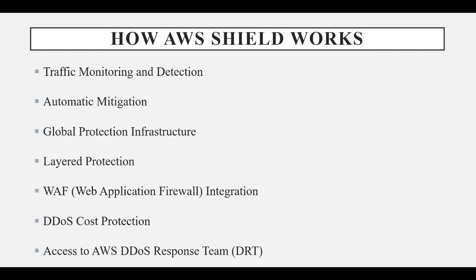So let's see one by one. How the work goes: it starts with traffic monitoring and detection. AWS Shield continuously monitors the incoming traffic to your AWS resources such as Amazon CloudFront, Elastic Load Balancing, Amazon Route 53, and AWS Global Accelerator.